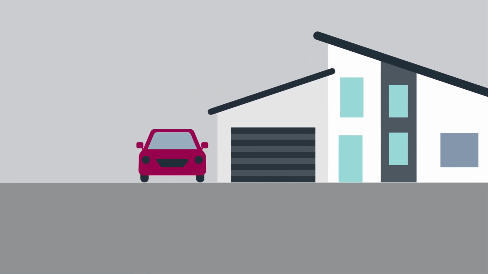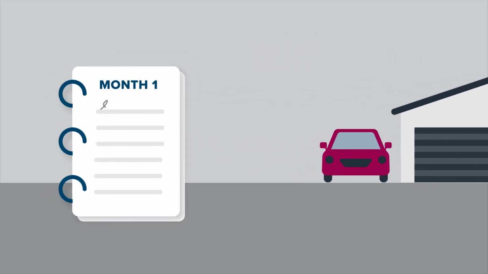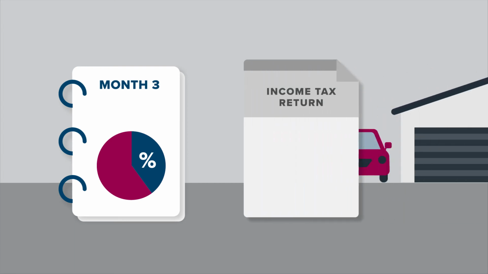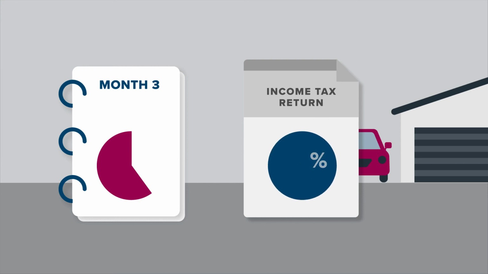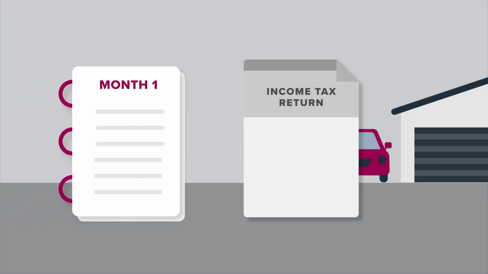To work out the percentage of his car use that is for business, Alan can keep a logbook and record each business trip he makes in his logbook for 3 months. After 3 months, Alan can work out the number of kilometres he's travelled on business as a percentage of total kilometres travelled. This is the percentage of his motor vehicle expenses that he could claim in his tax return. Alan can use this percentage for 3 years. After 3 years, Alan would need to keep a logbook again for another 3-month period.